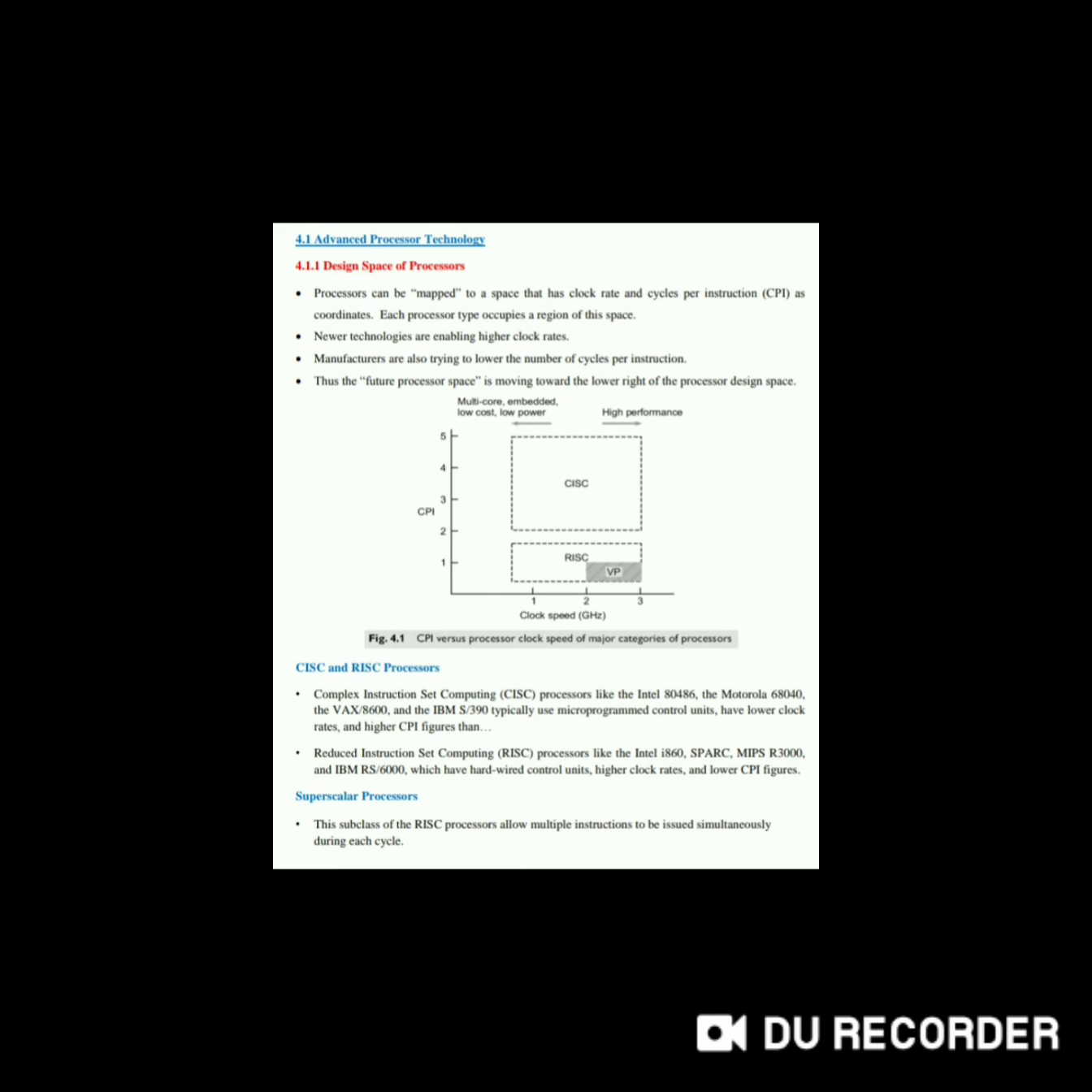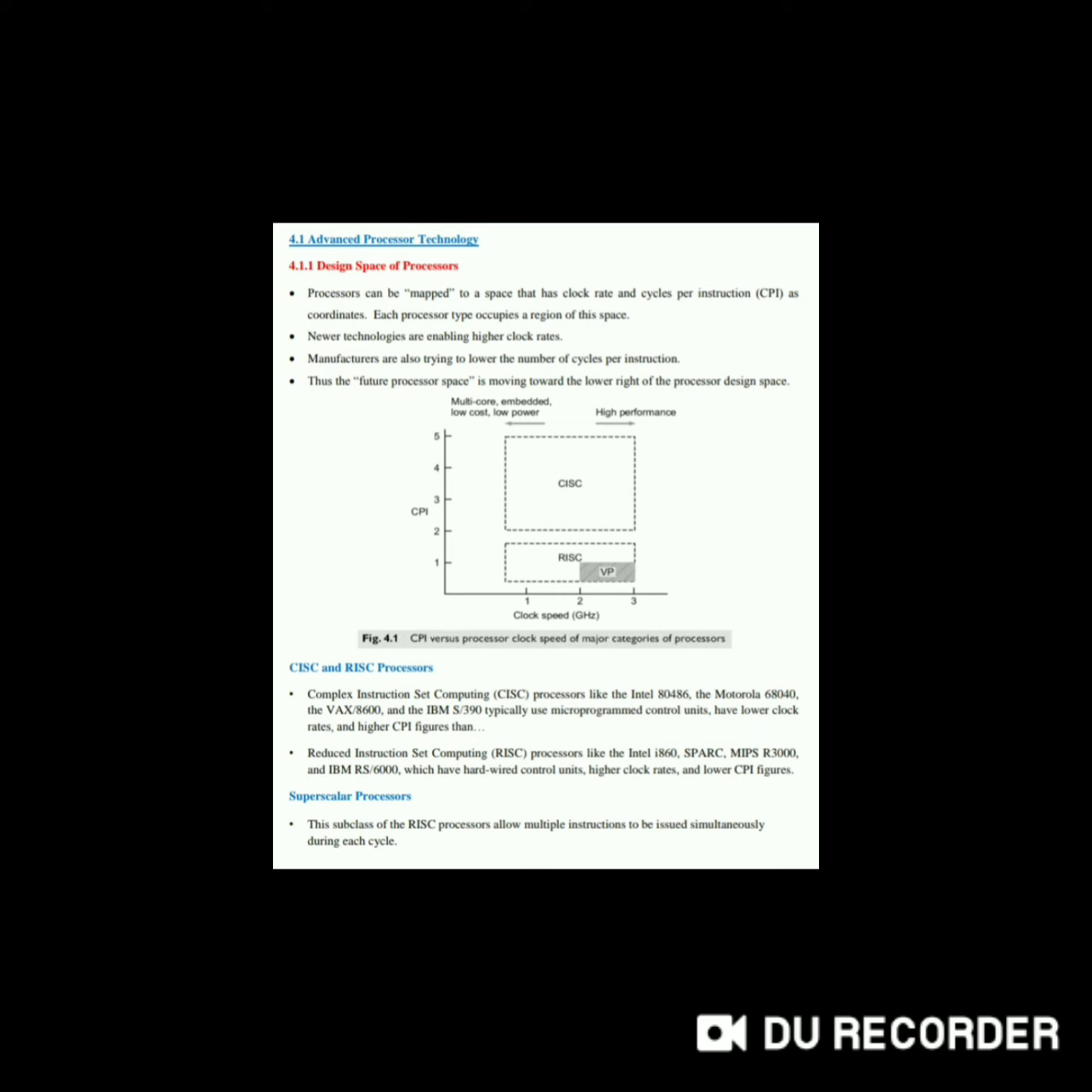Processors can be mapped to a space that has clock rate and cycles per instruction, that is CPI, as coordinates. Each processor type occupies a region of this space. Newer technologies are enabling higher clock rates. Manufacturers are also trying to lower the number of cycles per instruction. Thus, the future processor space is moving towards the lower right of the processor design space.